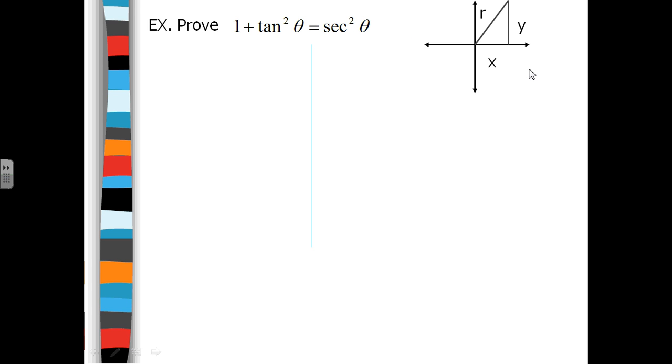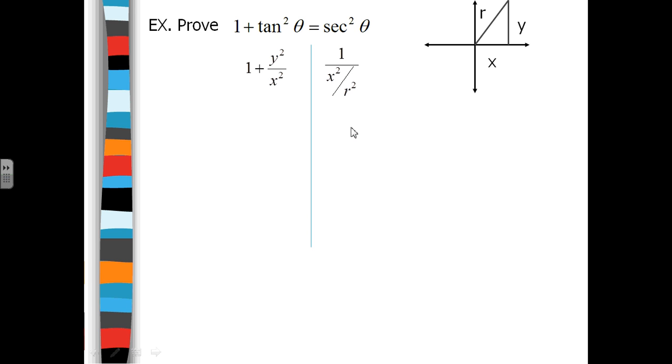Well, based off of this right triangle, if this angle right here is theta, then we can actually substitute what tangent of theta is and what secant of theta is based off of the x, y, and r. So that means that tangent, on the left side, is going to be 1 plus y squared over x squared, because opposite over adjacent. And then secant, which is the reciprocal of cosine, would be r squared over x squared, or 1 over that, correct? So it's 1 over cosine.